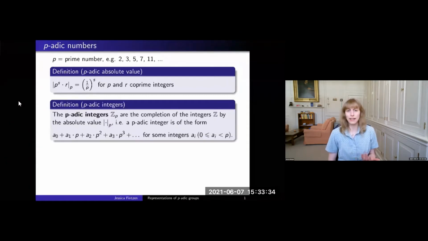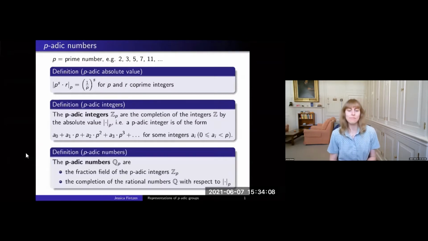And then you can define the p-adic integers to just be the completion of the regular integers with respect to this absolute value. And so what happens if you do this? It means that powers of p become very small. So that means the p-adic integer is of this following form. It's a power series essentially in p, where these coefficients are some integers between 0 and p minus 1, because the larger the power, the smaller the absolute value. So this power series here converges within the p-adic integers. And so that's how you can think of p-adic integers.